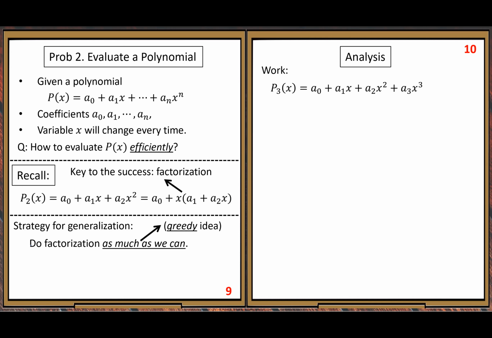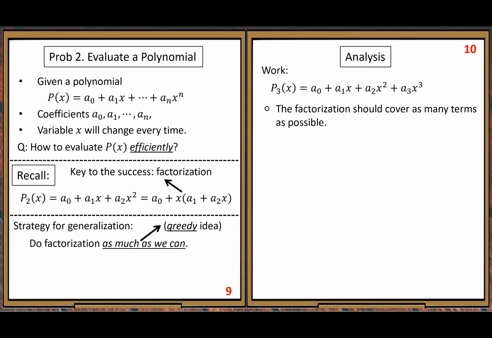Let's do the work. I'd like to do another experiment where n equals 3, to get a little more experience. Because we have one more term, can we, this time using the greedy strategy, apply another round of factorization? Let's try. The factorization should cover as many terms as possible.